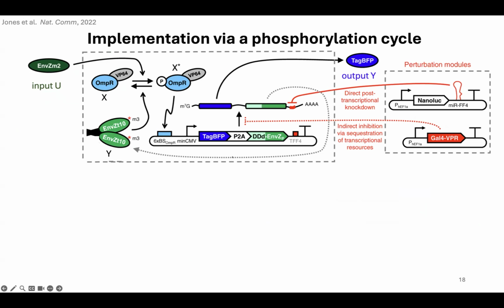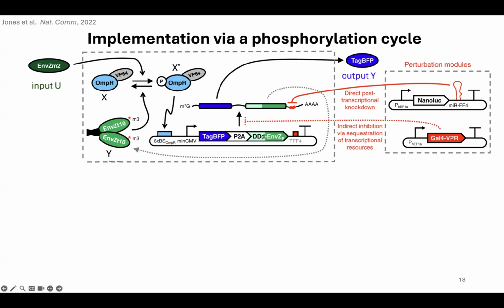We have the output of interest, which is a blue protein here. What we did, we 2A linked this blue protein with a phosphatase that essentially dephosphorylates the OnPAR protein, which when bound to the VP64 activation domain, is activating the output. So there are several components in the system, so I'm going to describe them one by one.